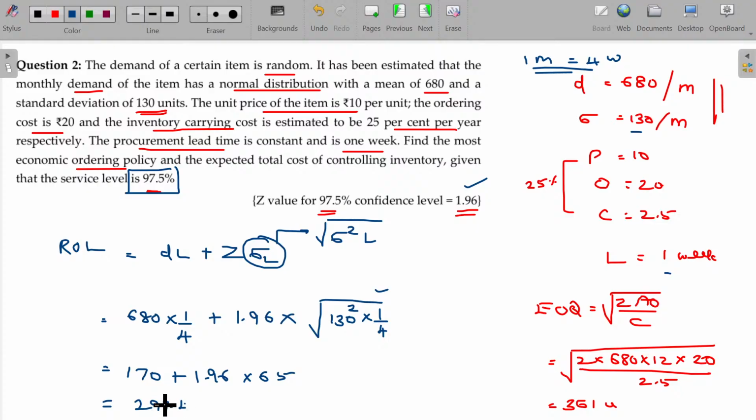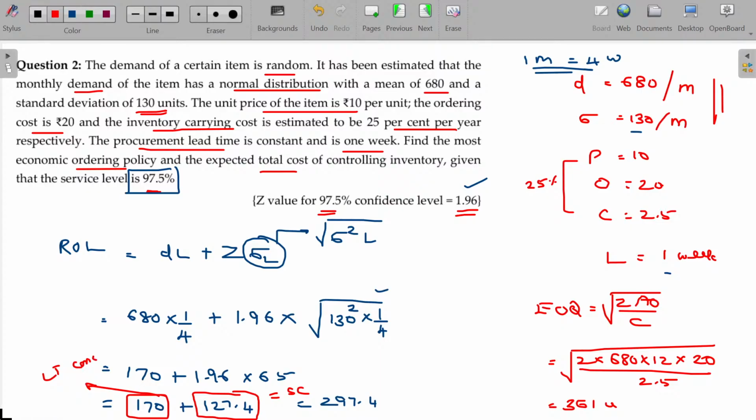297.4. Otherwise, 170 plus this value being 127.4, total value being 297.4. Am I right? Actually, find out the most economic ordering policy and expected total cost of controlling inventory given that the service level is 97.5. This 127.4 is nothing but safety stock. This is nothing but lead time consumption.